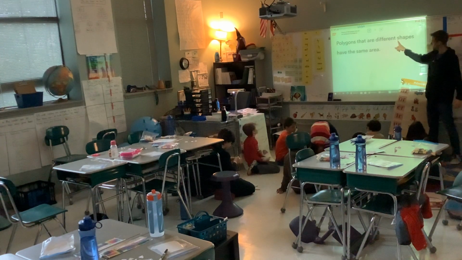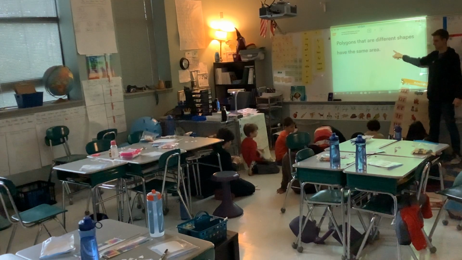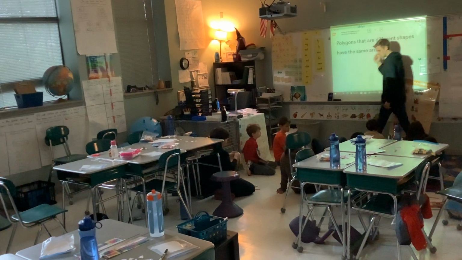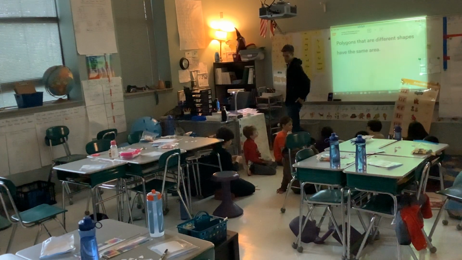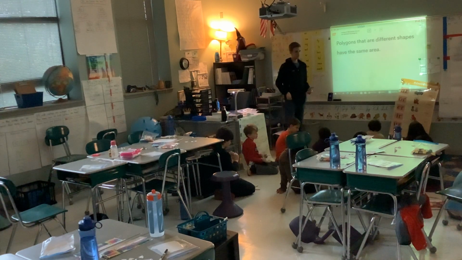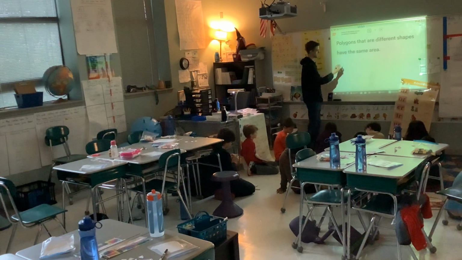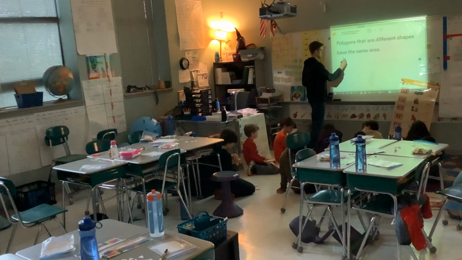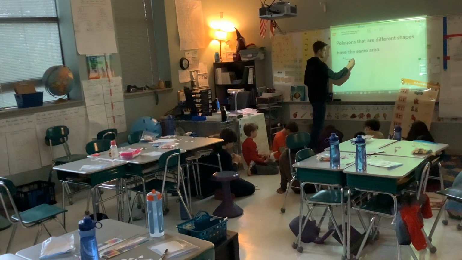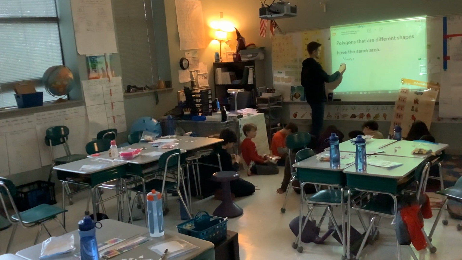Okay. Well, let's think about what you just did with your two squares. It says polygons that are different shapes have the same area. Okay? And you're going to have one of 3 answers to that. It could be always. It could be sometimes.